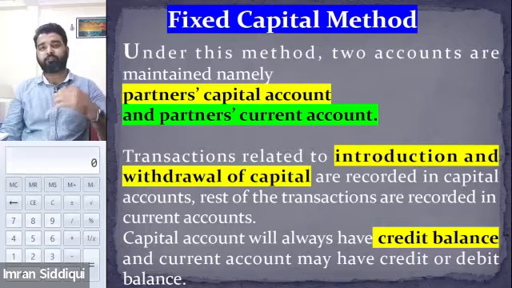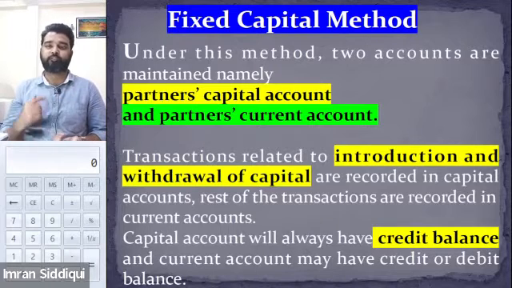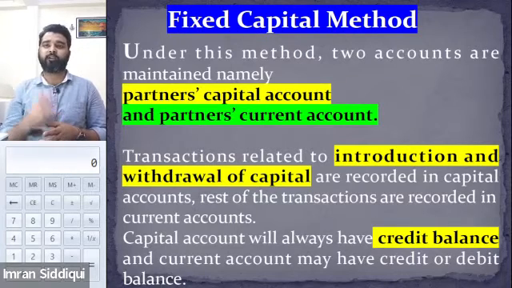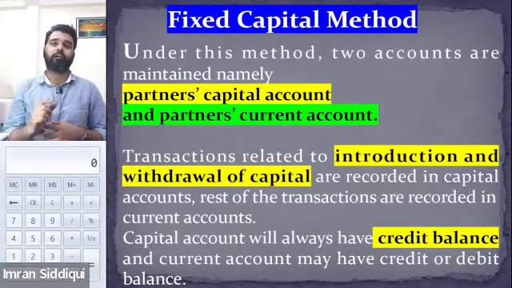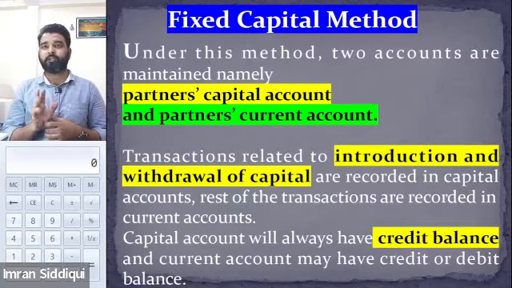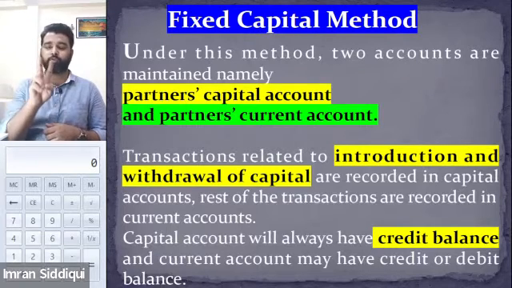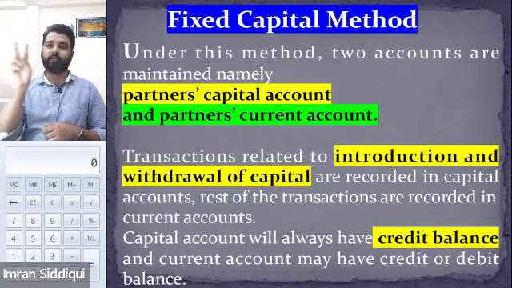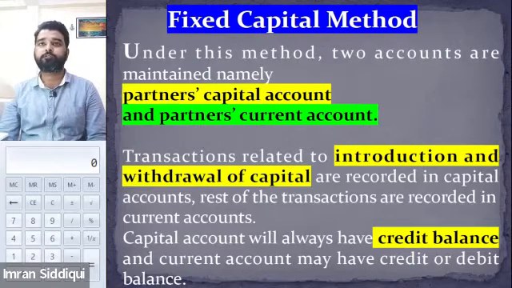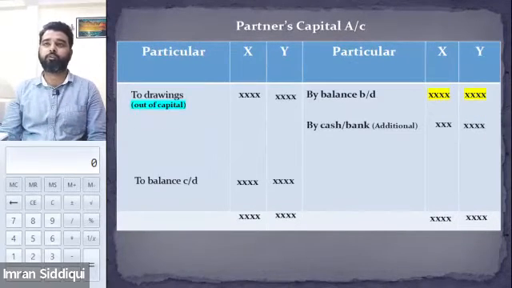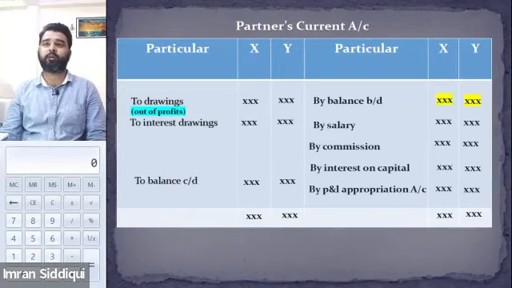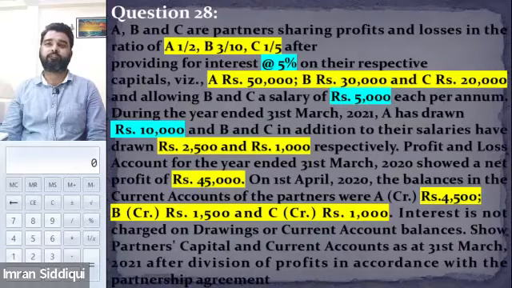And for the remaining transactions, for example payment of salary, receipt of interest on drawing, commission, or any other transaction, all of these will be recorded separately in a different account, which is called partners current account. So that means under the fixed capital method, we need to prepare two accounts, partners capital account and current account. We also covered the format of the partners capital account and the current account as per the fixed capital method, and we started doing this question.